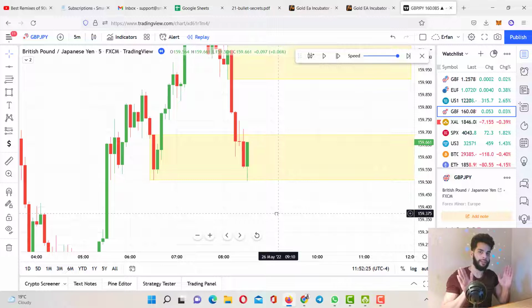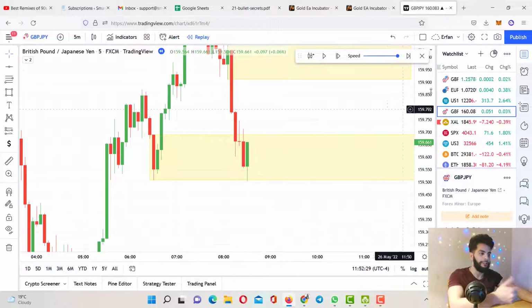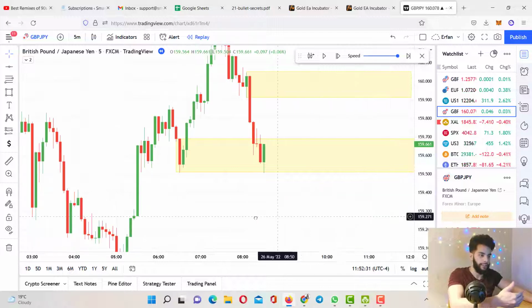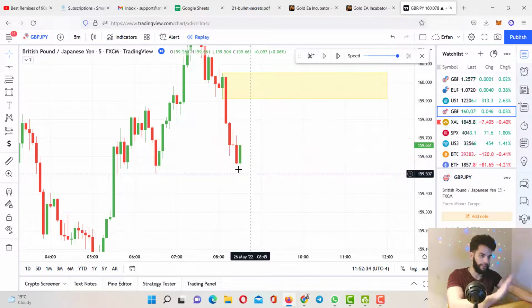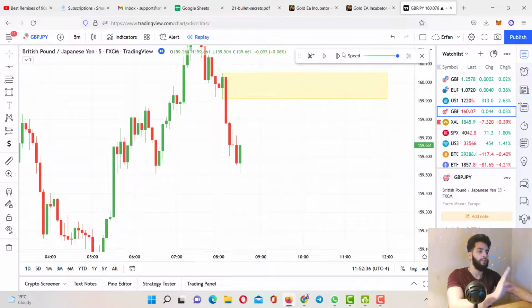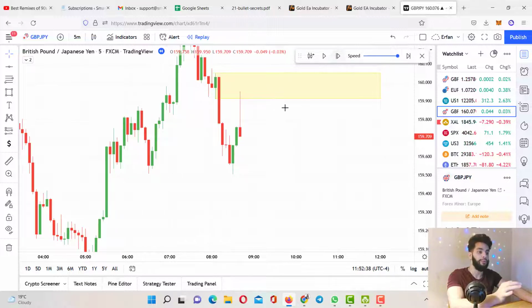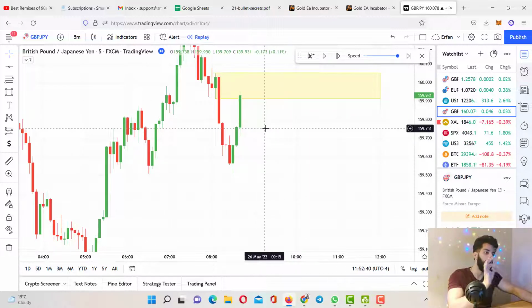I personally wouldn't take it because it's against my rule. When it invalidates a zone, then I need to just delete it like this. I just need to delete it and forget about it. But if I wanted to take the trade, you see that it would be a profitable trade, one-to-one, beautiful one.